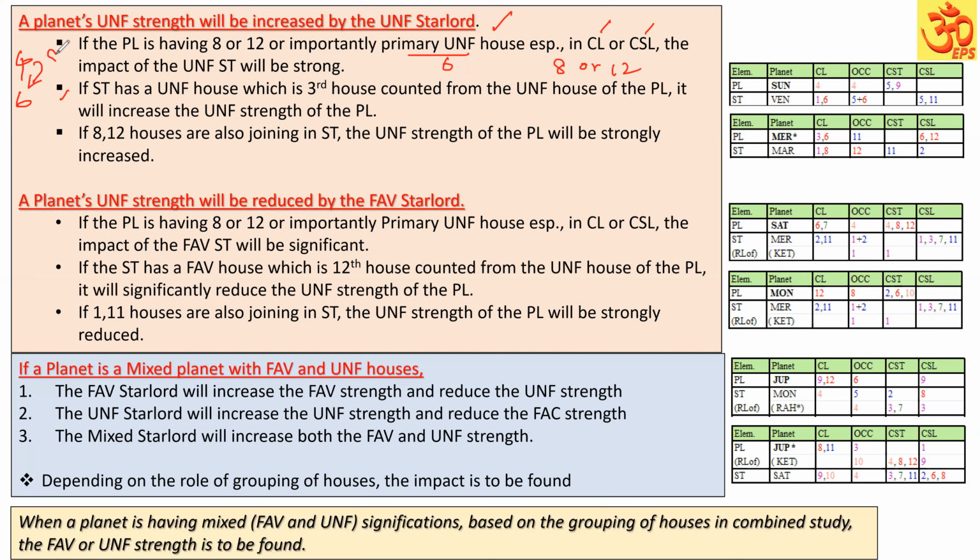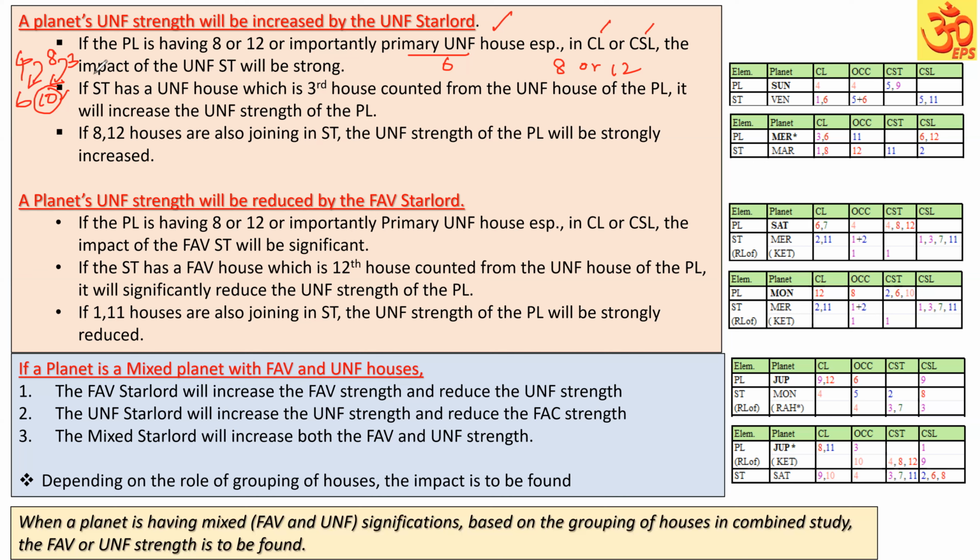Suppose the planet has the eighth house. Third house to the eighth house is the 10th house. So 10 alone is not strongly unfavorable, but the planet has the eighth house, and the star lord has the 10th house, being the eighth lord in the star of a planet that is either 10th lord or occupying the 10th house, for example, eighth house matters are going to be increased. I hope you have understood. So that is what I was telling here. If the star lord has an unfavorable house, which is the third house counted from the unfavorable house of the planet, it will increase the unfavorable strength of the planet.